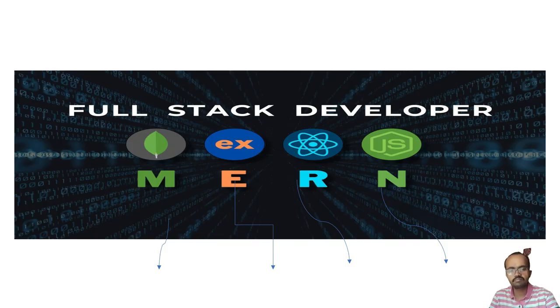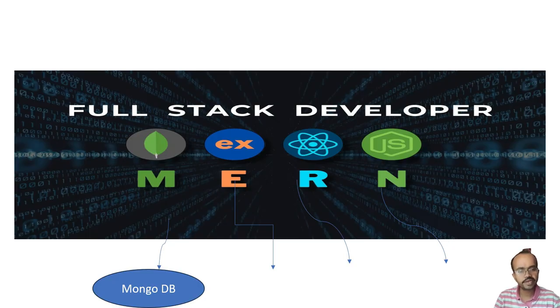M stands for MongoDB. MongoDB is a NoSQL database. The data is stored in JSON format. That's why it's called flexible as well as scalable. Flexible means we can store the data at any time. Scalable means the database can be extended. That is called MongoDB.